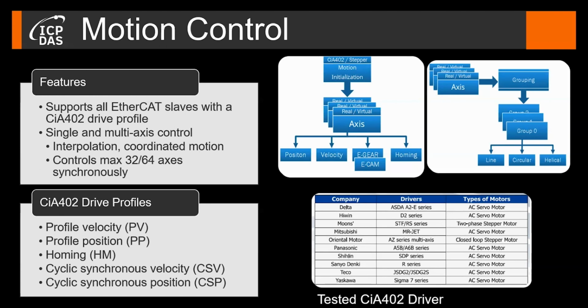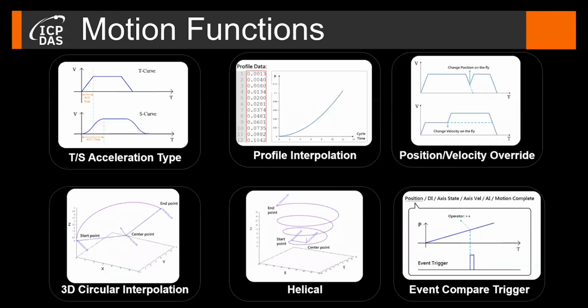Most single and multi-axis motion commands are implemented according to the PLCopen defined specification. This slide shows some basic motion control features supported by our controller, such as T and S curve acceleration, contouring movement, change velocity on the fly and position on the fly, multi-axis, linear, circular, and helical movement, etc.